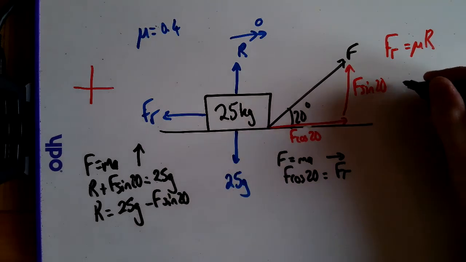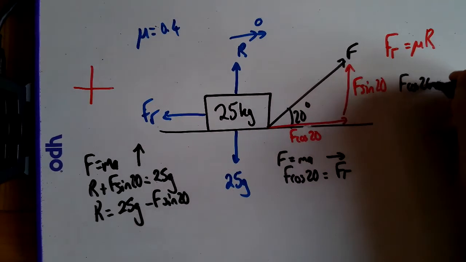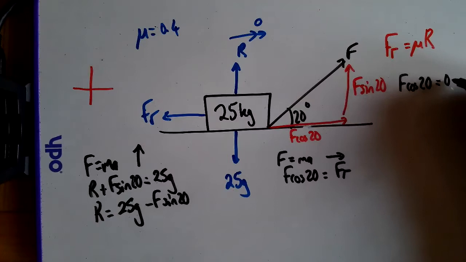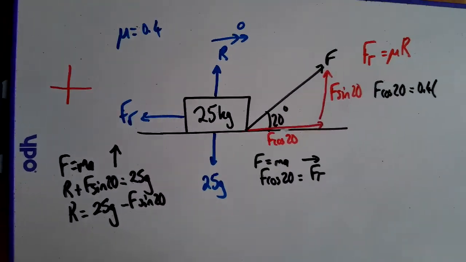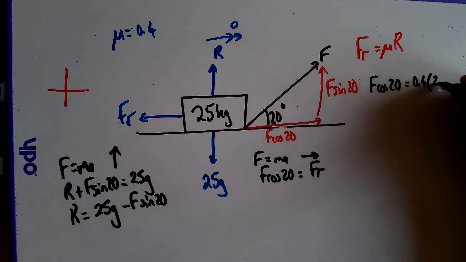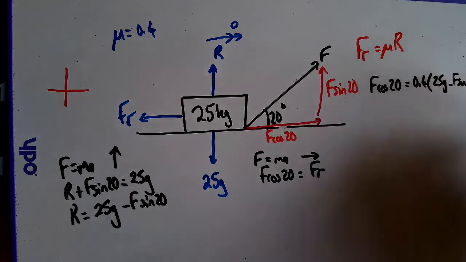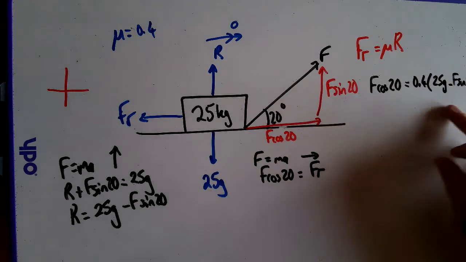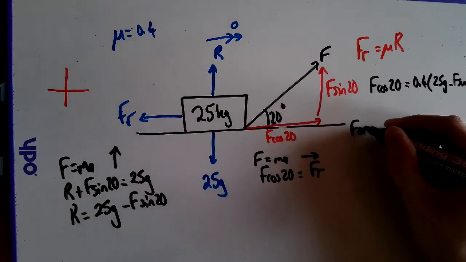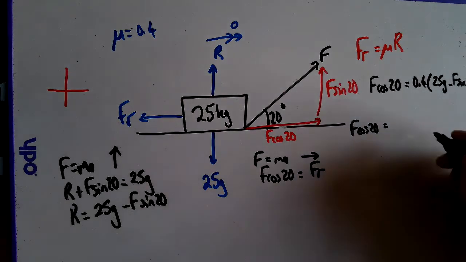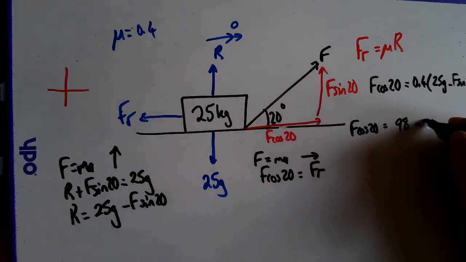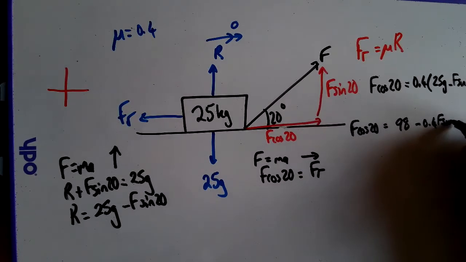So my friction is F cos 20, and that equals 0.4 times my R, which is 25G, take away F sine 20. Okay, well, I can expand it. So F cos 20 equals 25 times 9.8 times 0.4, so 98, take away 0.4 F sine 20.